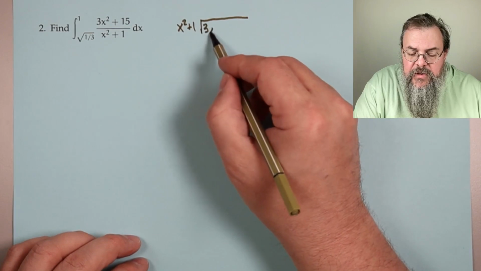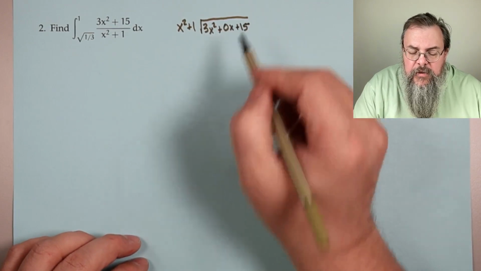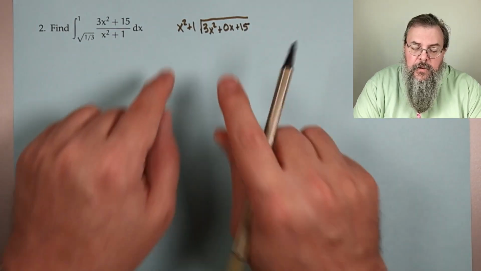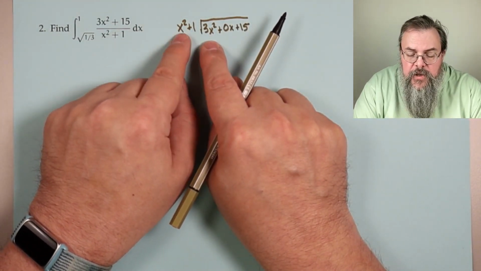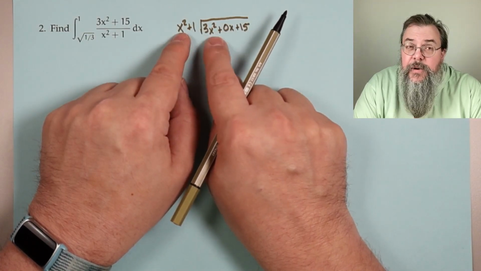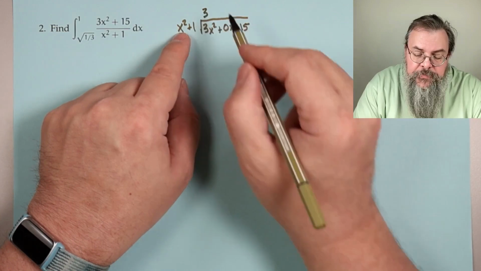All right, I'm going to write this as 3x squared, and I'll put a placeholder since there's no x in case we need it, plus 15. Work with your leading terms. I have x squared. What do you multiply x squared by to get 3x squared? 3. All right, so we put a 3 there.